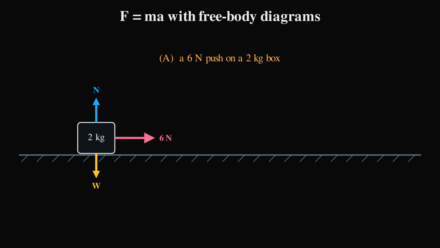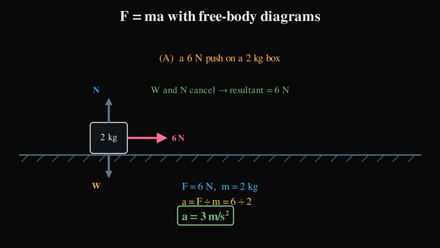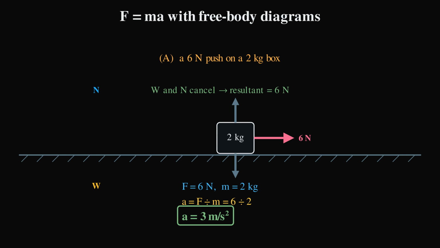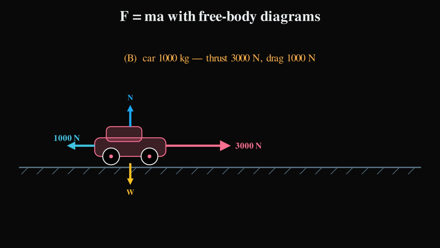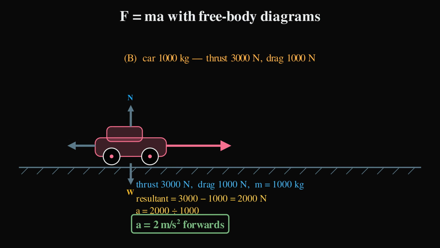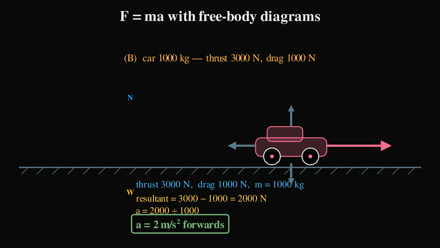A 6 newton push on a 2 kilogram box. Weight and normal cancel, resultant is 6 newtons. a equals F over m, 6 over 2, 3 meters per second squared. A car, 1000 kilograms. Thrust 3000 newtons, drag 1000. Resultant is 2000 newtons. a equals 2000 over 1000, 2 meters per second squared forwards.